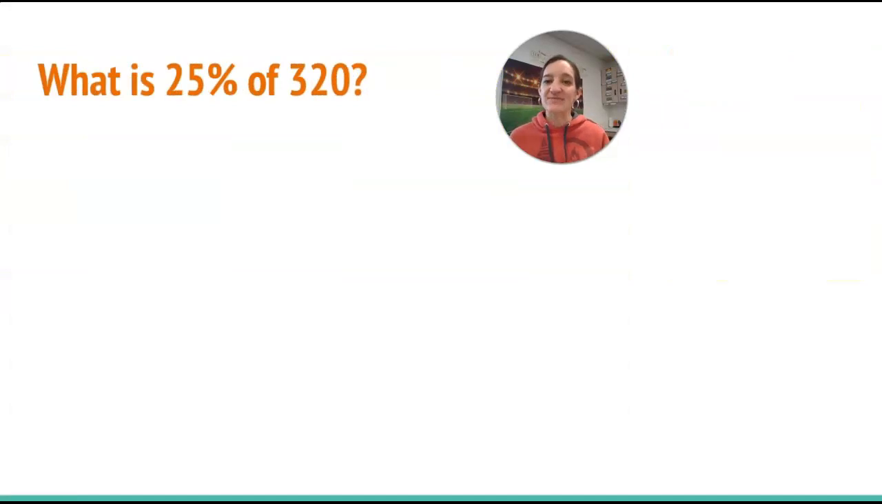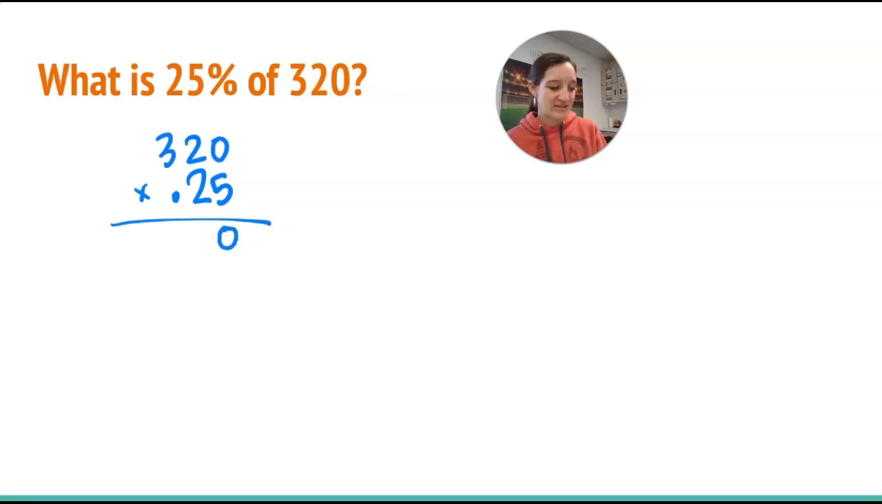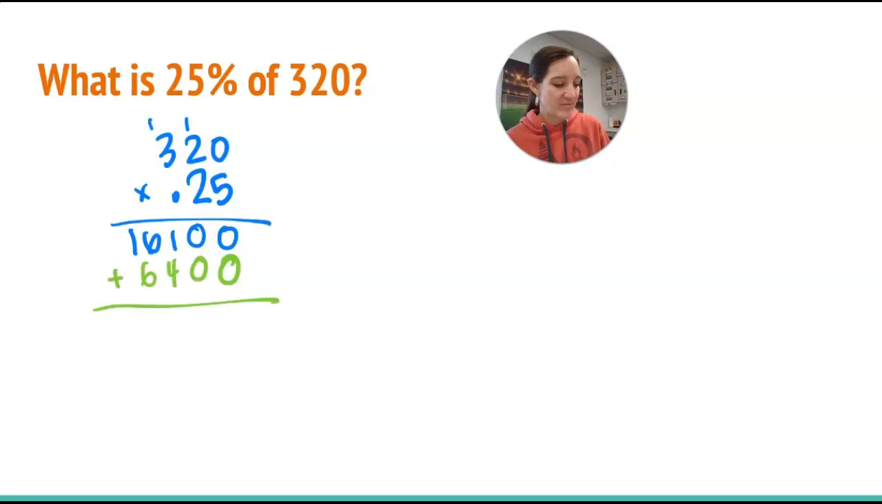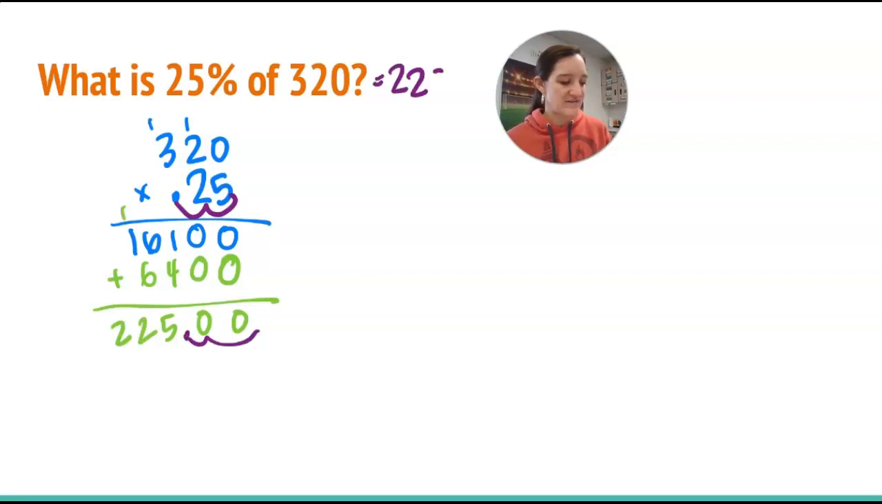What is 25% of 320? I'm going to change 25% to 25 hundredths and then multiply it by 320. Will you check your work with me to make sure I don't make a mistake? 10, 11, 15, 16. Then I'm going to make sure I add a 0 and multiply everything by 2. When I add that up, I get this, but I'm going to make sure that I scoop. I get 225. Does that sound right to you? Okay, so that's finding 25% of 320.